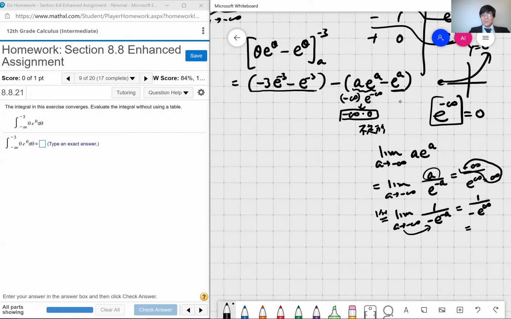So that's going to be 1 over negative infinity, so that's going to be 0. So the limit of this one is equal to 0. So this approaches 0, and this also approaches 0. So the final answer is this, which is e cubed on the bottom, negative 3 minus 1. So it's going to be negative 4 over e cubed.